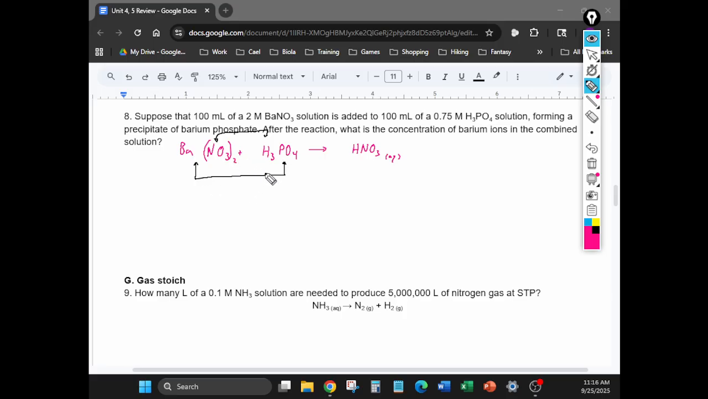Now we have to do Ba and PO4. Ba, like we said, is +2. PO4 is -3. So we have to balance out the charges for this as well, and barium phosphate is going to be Ba3(PO4)2. That's the tricky part about the equation, figuring out how many of each ion you need. And it said this is the precipitate, so this is going to be your solid.